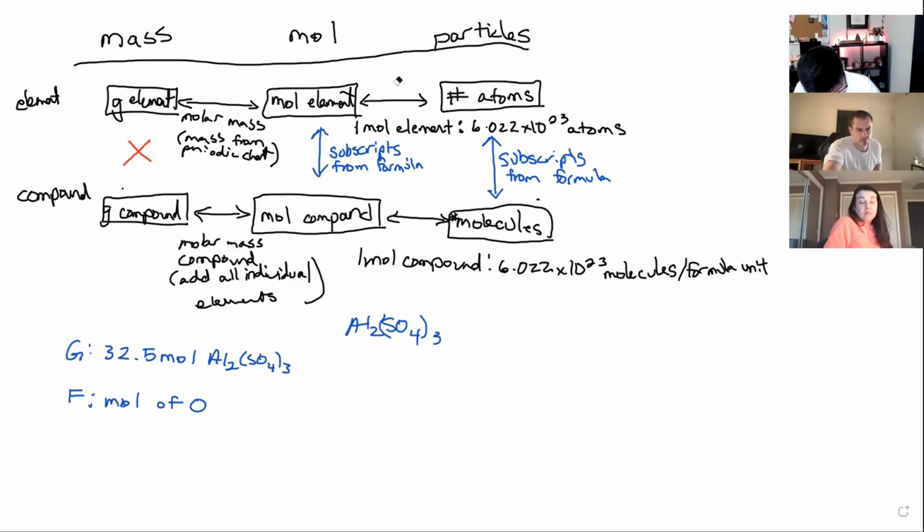I'm going to see if you can chew on that on your own. Start by writing out a relationship between moles of the compound and moles of what you're trying to find. We'll come back to you guys in 2 minutes or so.